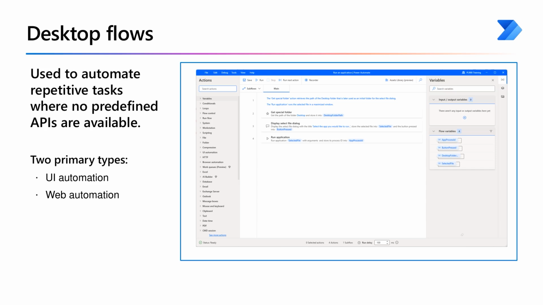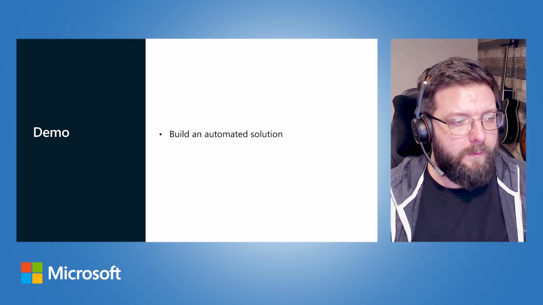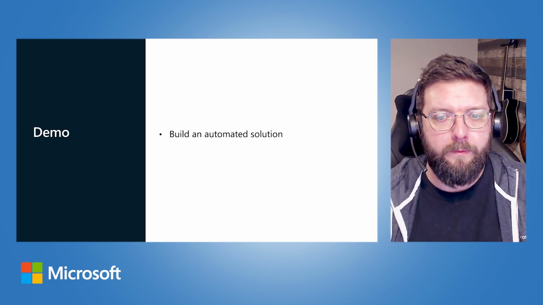Next up, we've got desktop flows. Desktop flows, also known as robotic process automation or RPA, are technology used to automate repetitive tasks on a desktop or computer environment where no predefined APIs, application programming interfaces, are available for automation. They're primarily used to streamline and optimize business processes by mimicking the actions of a human user interacting with a computer interface. Let's dive into a demo where we will walk through the deployment of various Power Automate flows.